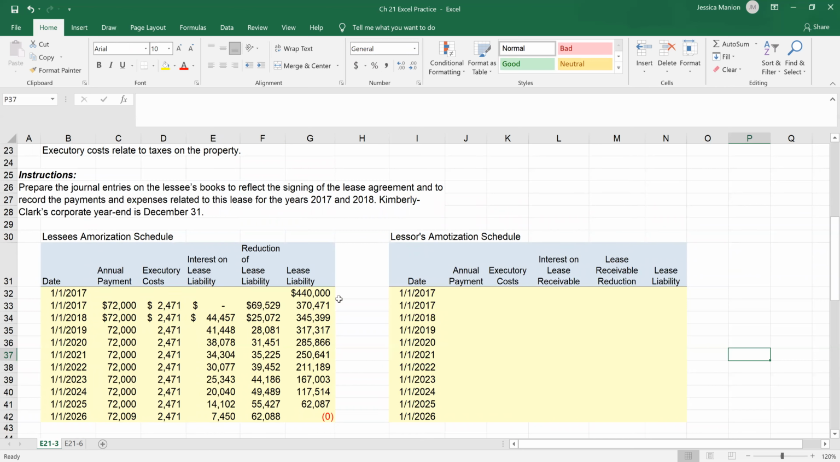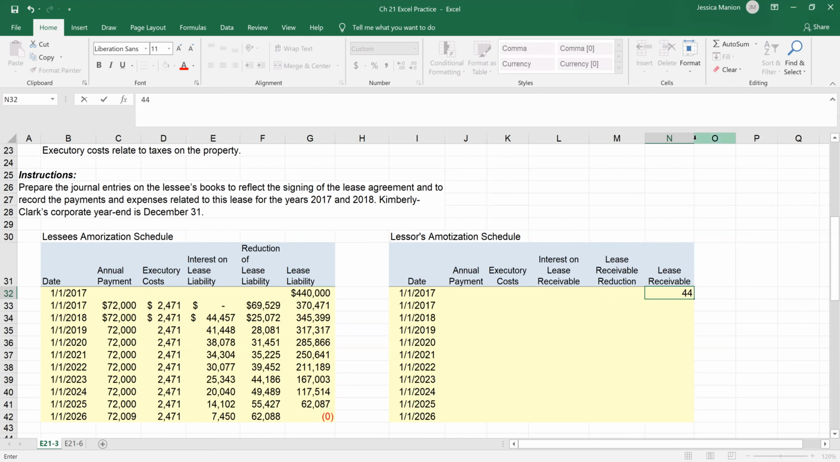Annual payment. So, same thing, even though now we're from the, oh, this is supposed to say lease receivable. I thought I changed all of them, but apparently I didn't change this one. This one is supposed to say lease receivable. Okay, and so we still started with the 440,000, just like we did on the other side. And then, we basically record all the same things.